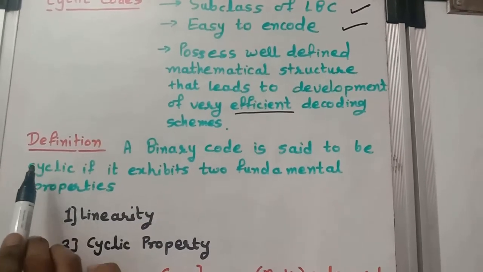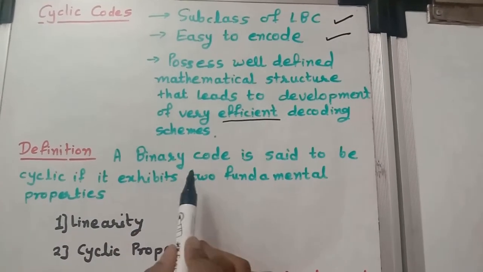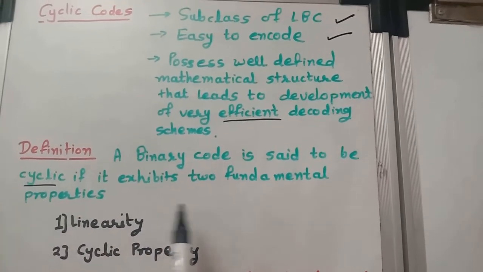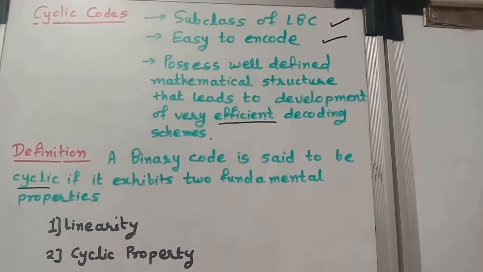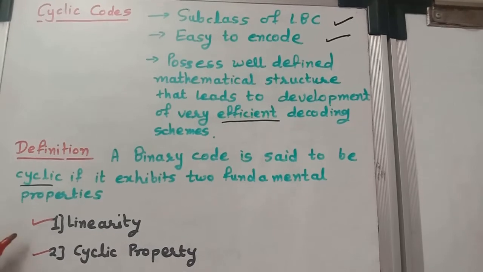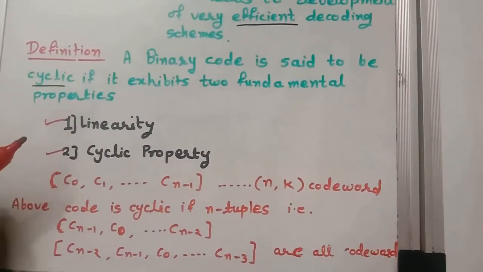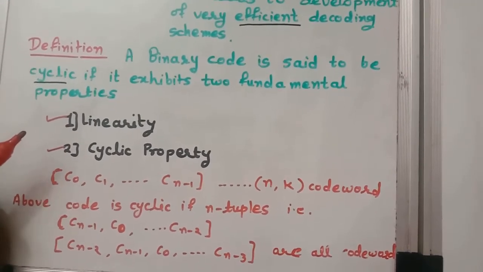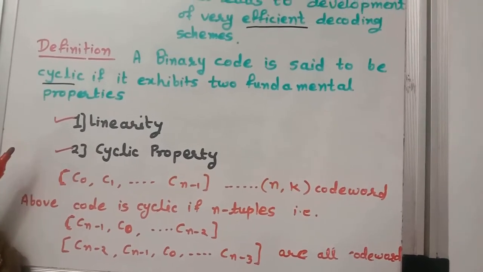How are the cyclic codes defined? Cyclic codes are nothing but binary codes. A binary code is said to be cyclic if it exhibits two fundamental properties, that is the linearity property and the cyclic property. We know what linearity is. When two valid code words are added, it should produce a third valid code word. That is nothing but the linearity property.